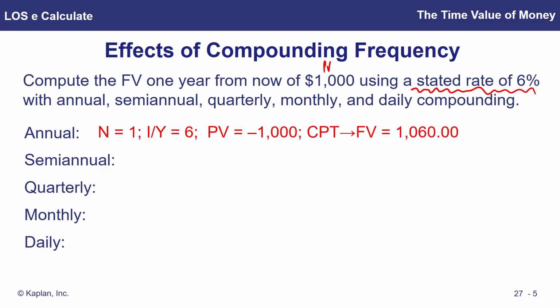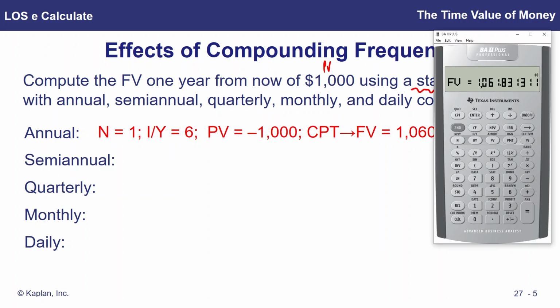Okay, I'm going to do that with you. I'll bring my calculator up. Clear off your time value of money. Button, second function future value, and we're good to go. So 1 is N. 6 is IY, $1,000 outflow is PV, compute future value, and there's the 1,060.